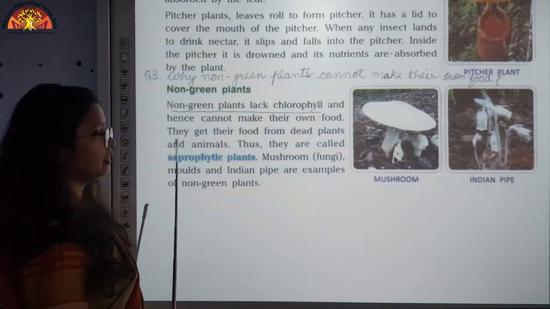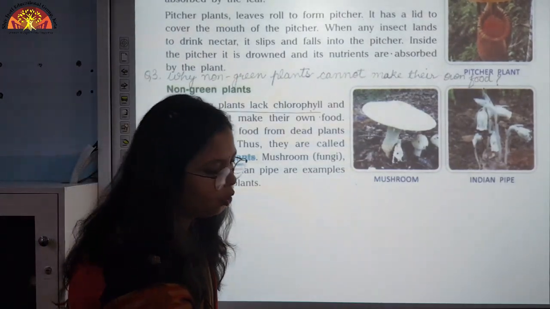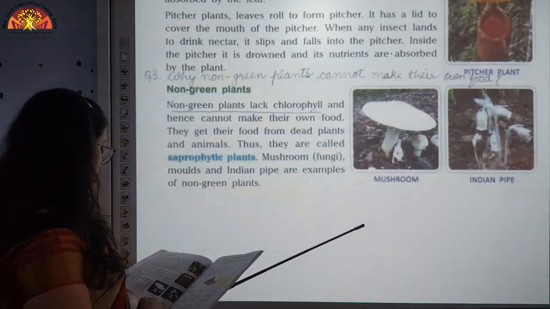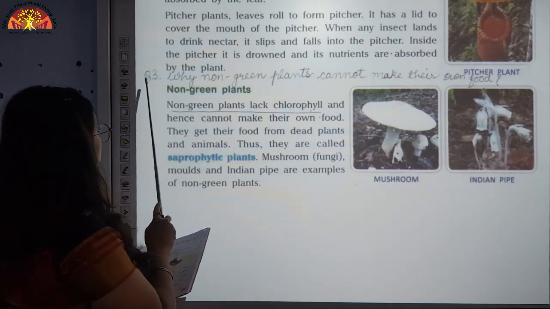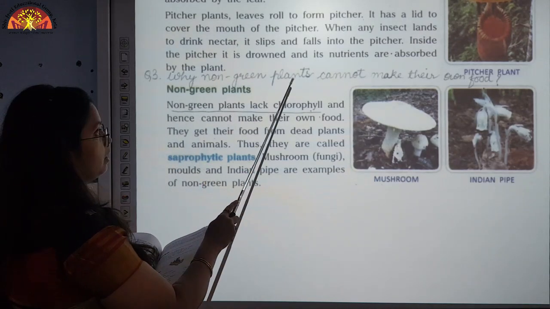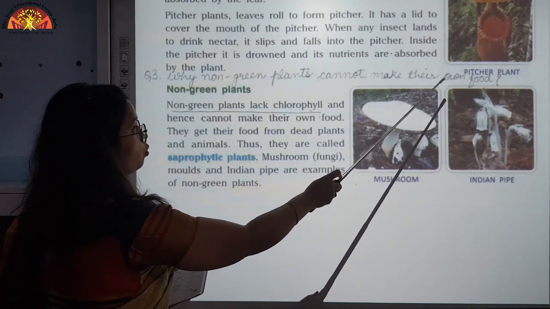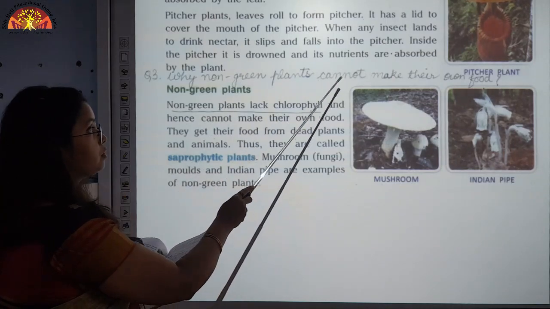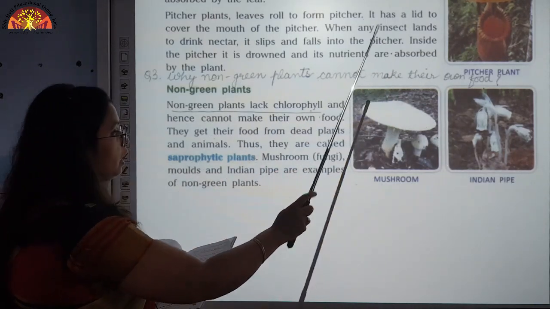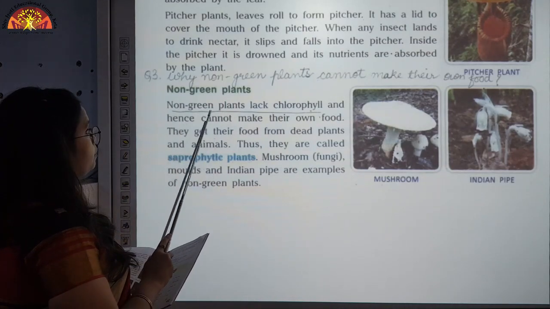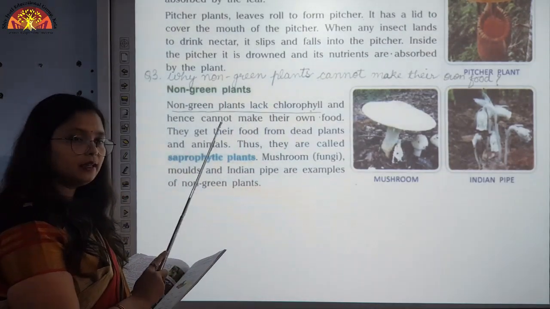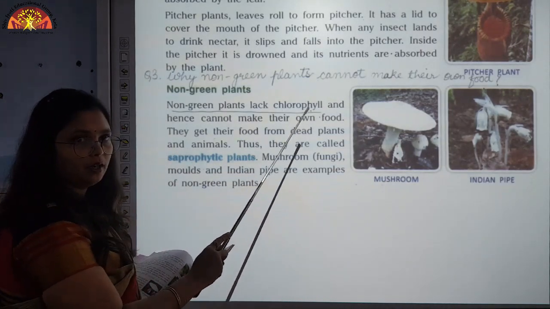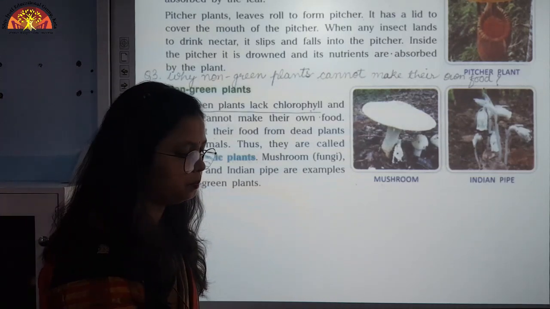Now, again there is an internal question. So, let us mark it. Again hold your pencil, page number 60. Question number 3, why non-green plants cannot make their own food? So, you write it down, why non-green plants cannot make their own food. Okay. So, the answer is because non-green plants lack chlorophyll. So, underline the answer in the paragraph. The first line, non-green plants lack chlorophyll. Okay. So, mark the answer, children.